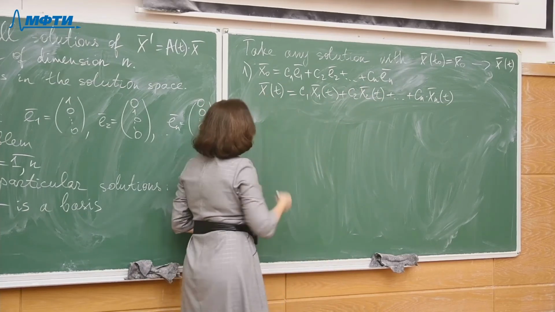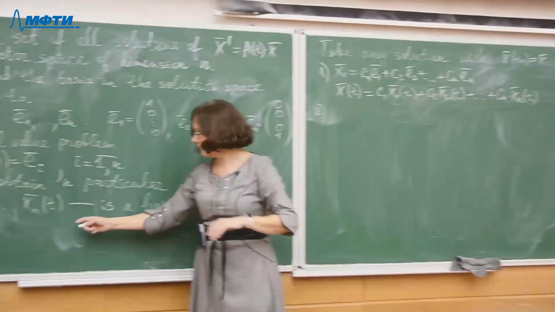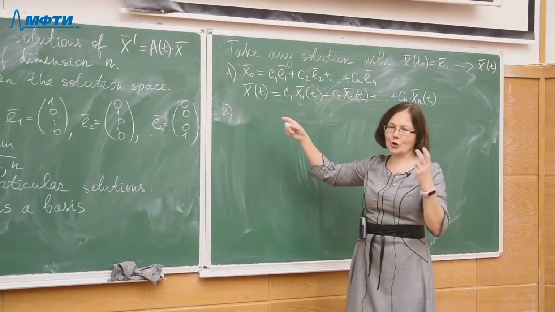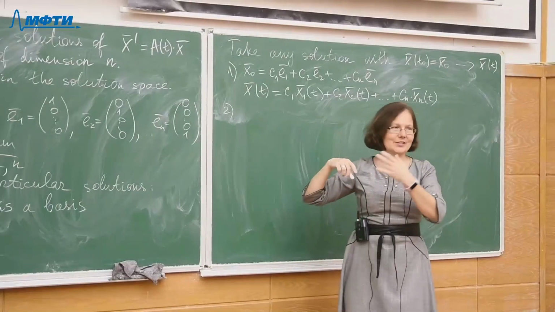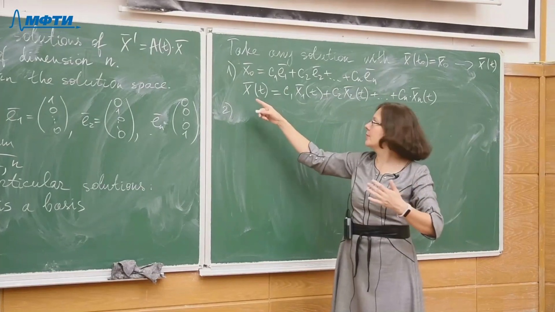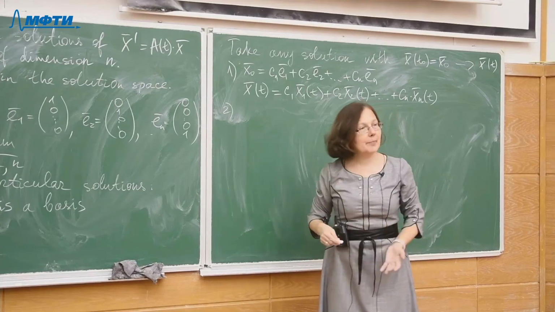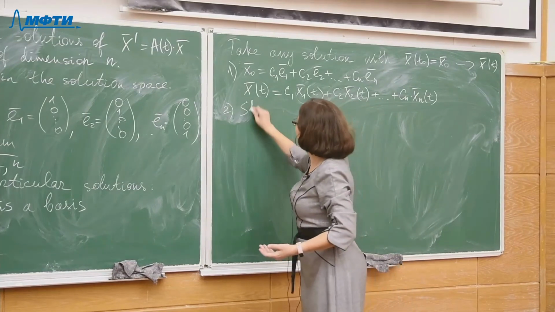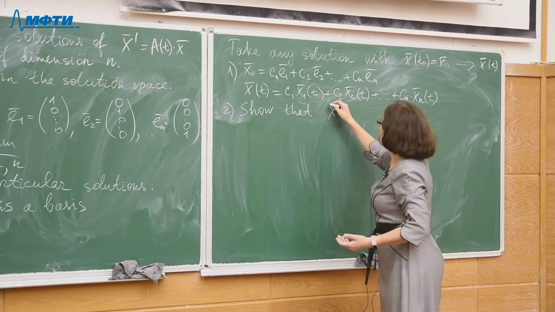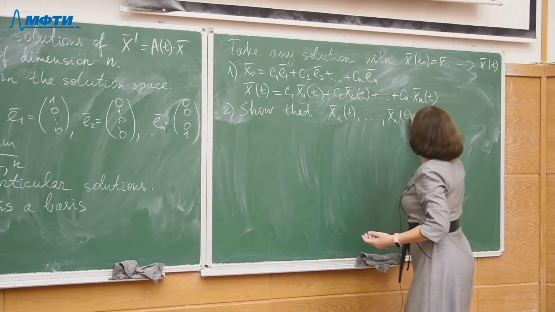And the second step, I wanted to show that this is a basis. To show that some set of vectors form a basis, we need to show that any vector can be represented as their linear combination first, and that they are linearly independent. I want to show that x1 of t, dot dot dot, xn of t are linearly independent.